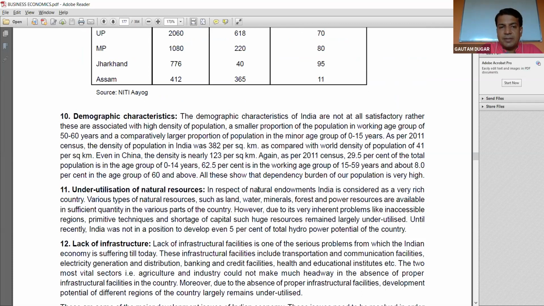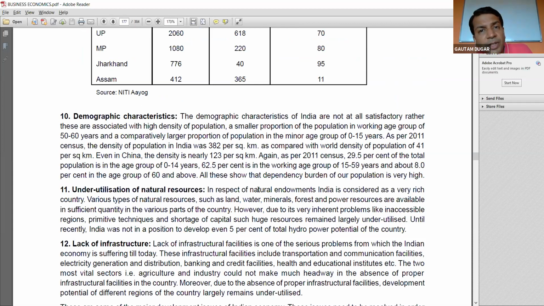Next comes demographic characteristics. Density of population is very high in India. Density of population means how many persons are living per square kilometer. In 1 square kilometer, how many people are living? And remember, we are second to China, China is first in terms of total world population. I mean, in terms of number of people living, India is in second position.